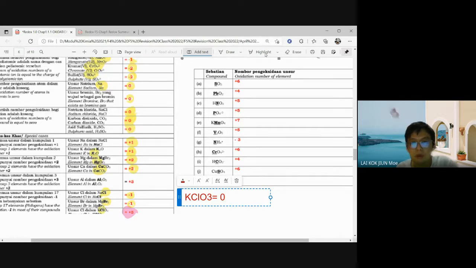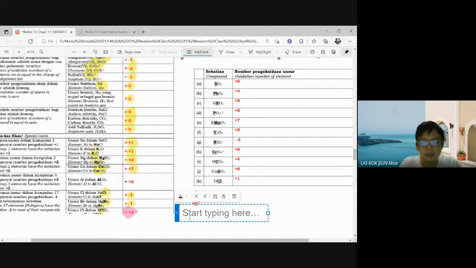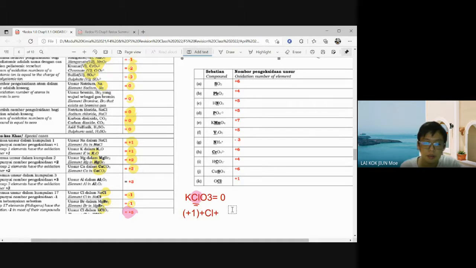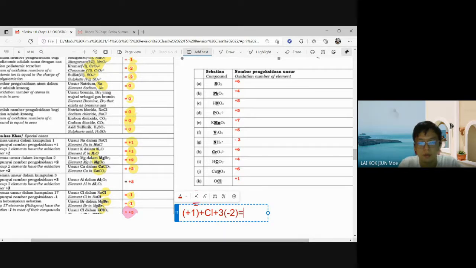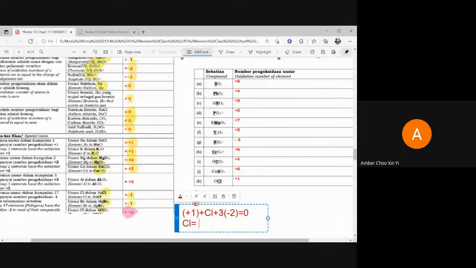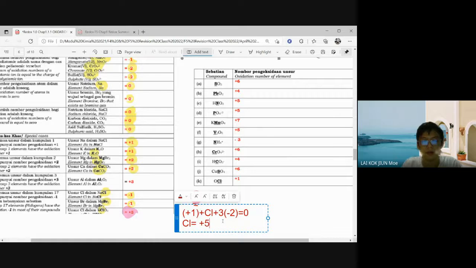So now Amber are trying to get Cl charge. You don't know Cl. So try to get Cl. Okay, Cl is unknown, no? Boleh. So Amber, K you know K is how many charge? +1. So you just bracket it, and then you plus Cl unknown. And plus O is how many charge? 2 minus. So you got 3, 3 times -2. So equal to 0, right? So now you're going to get Cl already. How many is Cl charge? +5. Very good. So mention positive or negative.